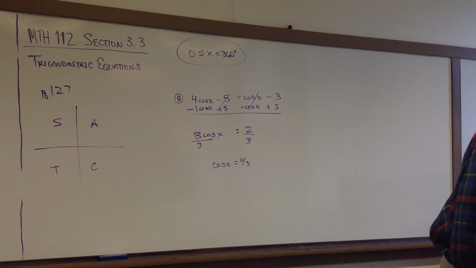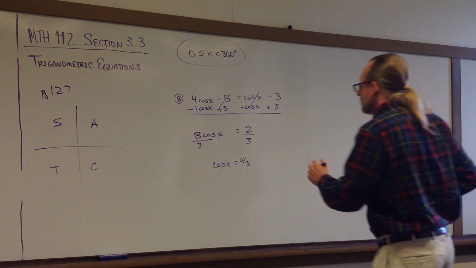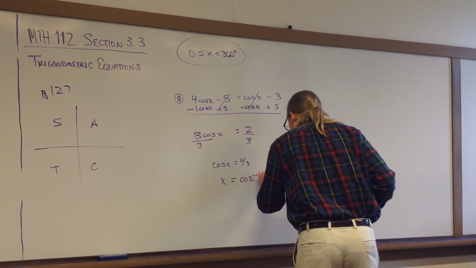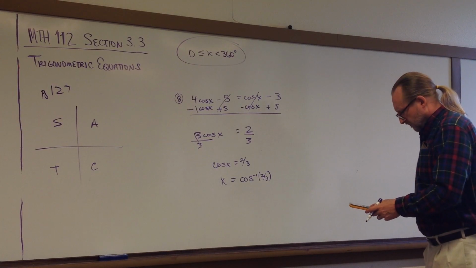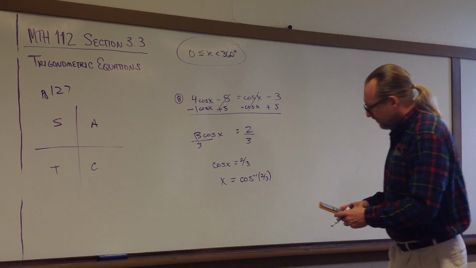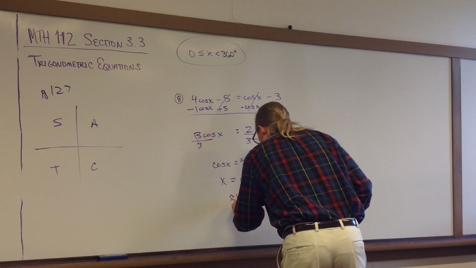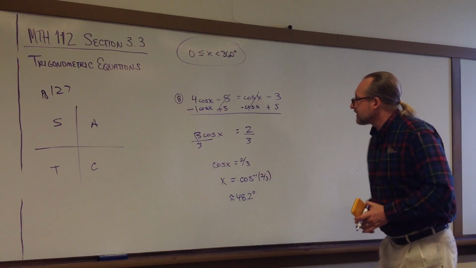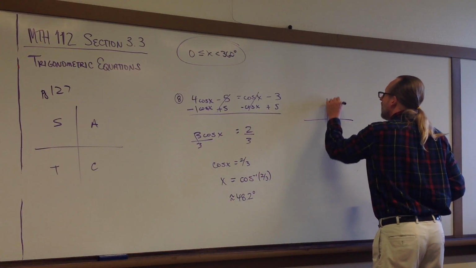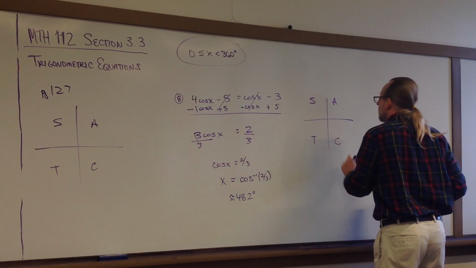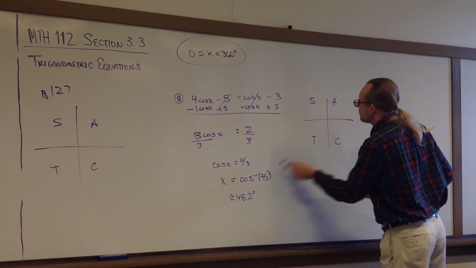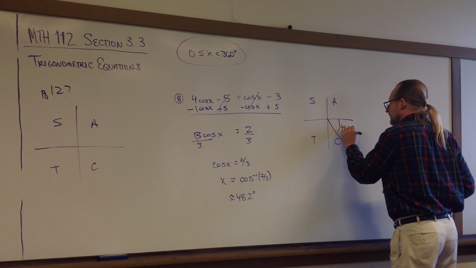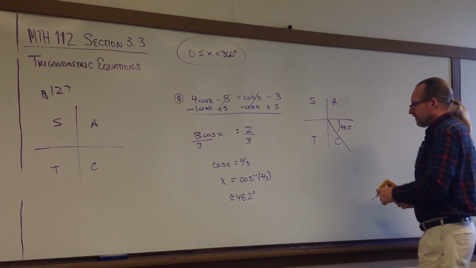Okay, so now we just need to take the inverse cosine of 2/3. 48.2 degrees. Okay. Now here the cosine is positive, and we know that the cosine is positive in the first and fourth quadrant. So there's our first quadrant angle. Now we need a fourth quadrant angle with a reference angle of 48.2 degrees.